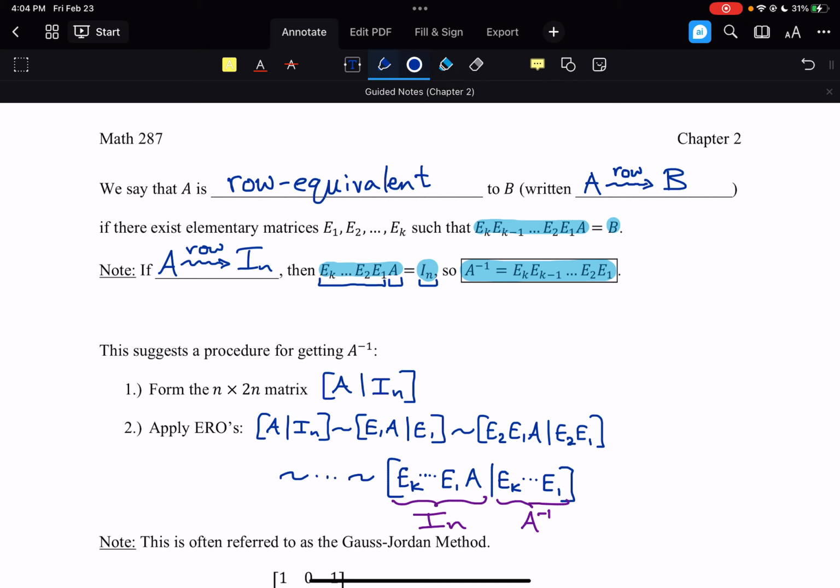So this gives us a nice clear-cut procedure for finding the inverse of a matrix. All we need to do is augment the original matrix with the identity, perform EROs until the left-hand side is the identity. Once that has happened, the right-hand side automatically will be A inverse. So we start with the original and identity. Once we get it to the identity and another matrix, that other matrix is the inverse.